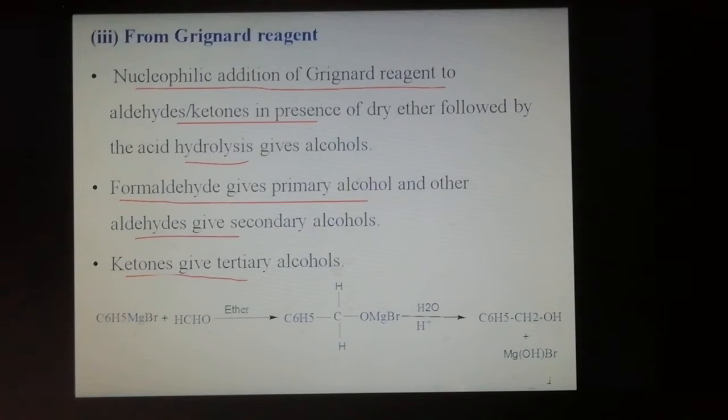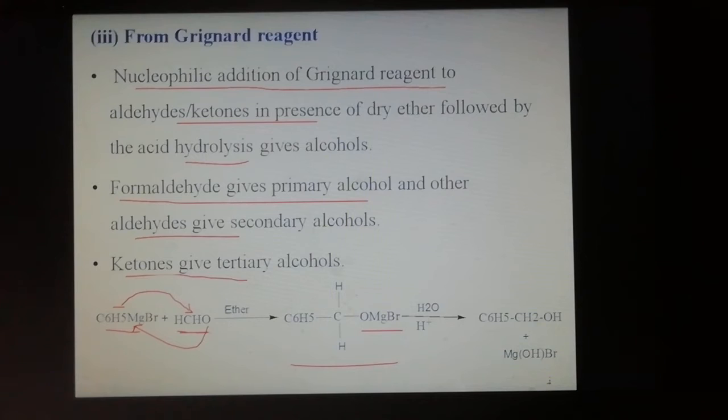C6H5MgBr, phenyl magnesium bromide, is the Grignard reagent. Then formaldehyde. In nucleophilic addition of the Grignard reagent, C6H5 is the nucleophile. It attacks the carbonyl carbon. The oxygen is more electronegative, so it attracts the MgBr plus, to form an intermediate C6H5CH2OMgBr, followed by acid hydrolysis.